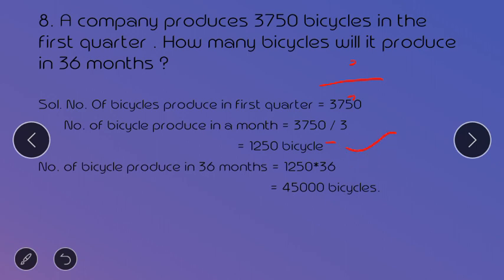Now the number of bicycles produced in 36 months. This number you have got is what the company is producing in 1 month. Now you want to know how many bicycles the company is producing in 36 months. You are adding 1250, 36 times. So instead of adding, you have to multiply, and you will get the answer: 45,000 bicycles the company will produce in 36 months.